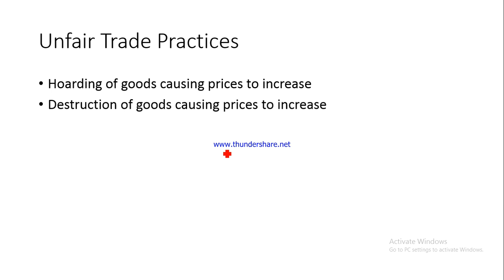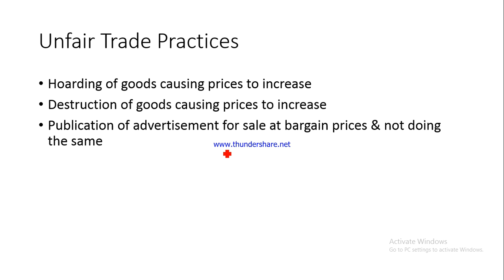Destruction of goods causing prices to increase. Now again, one more thing that the companies used to do at that point of time, they would destroy, they would damage the goods so that they become unfit for consumption. Naturally there would be a reduction in supply and the demand is not changing. There is a reduction in supply, which means the supply would be less than the demand and there would be an increase in price. So this was also termed as an unfair trade practice.